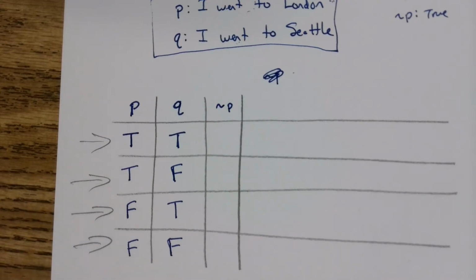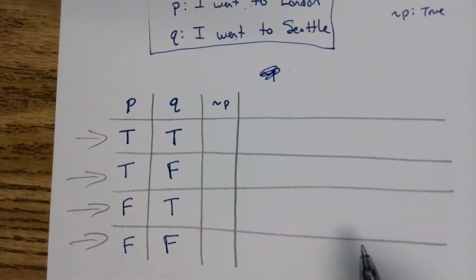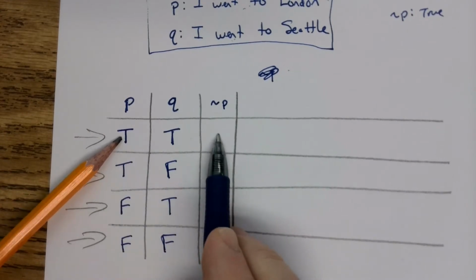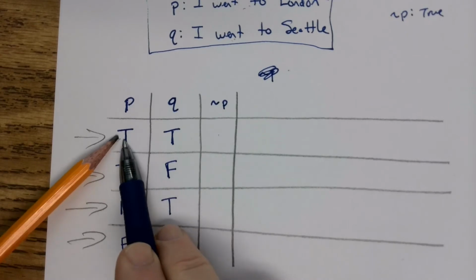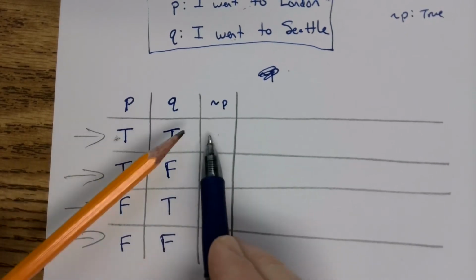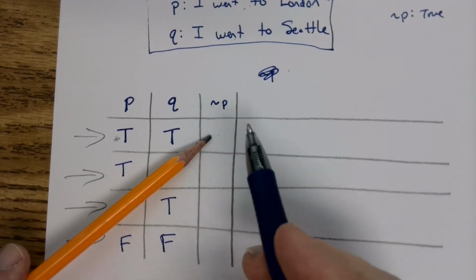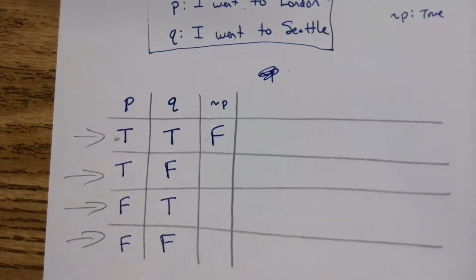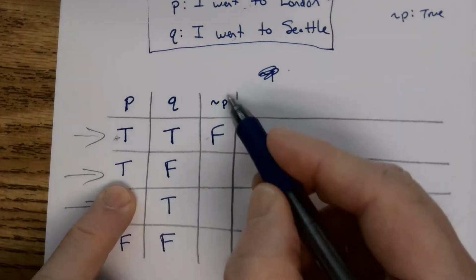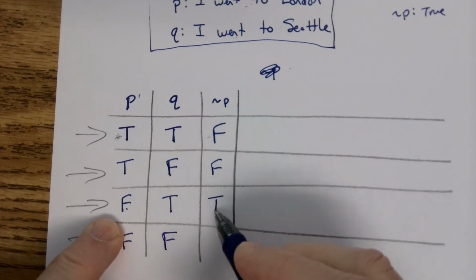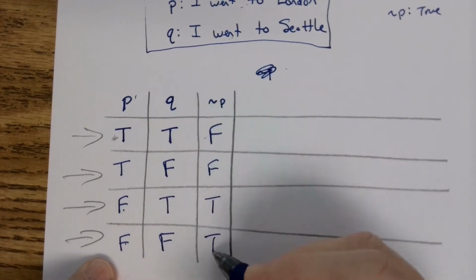Yeah, what's not P? What if P was true, what was not P? If P is actually true, what's not P? If P is true, then it'd be false, wouldn't it? Yeah, just on-off switch. Okay? Don't overthink it. So if P is true, then not P is false. If P is false, then not P is true. Okay, so we're just going to flip the switch.